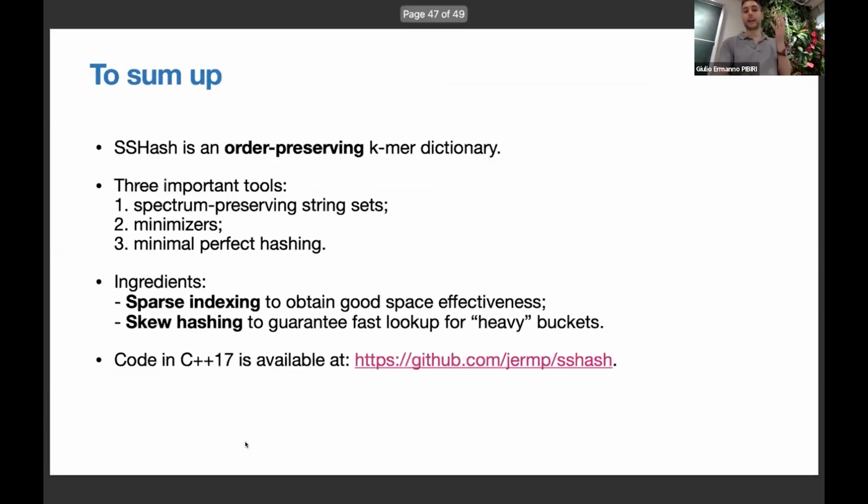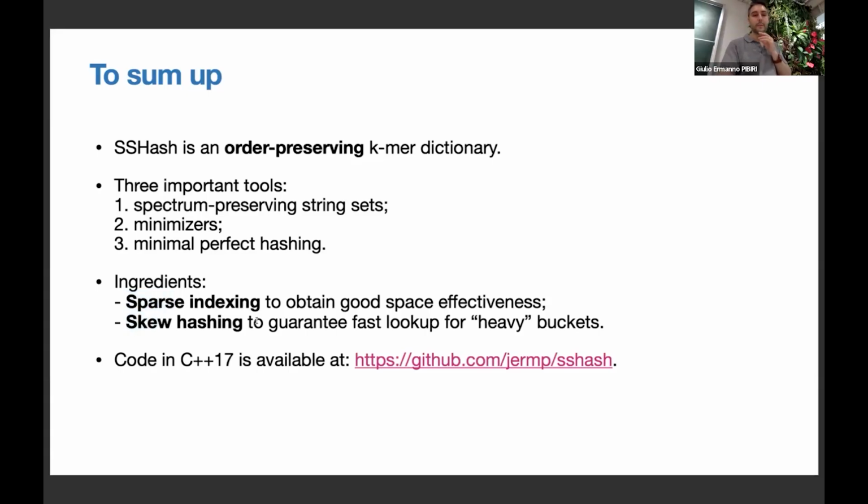All right, so I'm done. To sum up, in this long talk, we saw this solution to the k-mer dictionary problem, this order preserving one, and along the way we actually barely scratched the surface of these three tools: spectrum preserving string sets, minimizers, and minimal perfect hashing. And then we combined all the three into this solution based on, again, sparse and skew hashing.